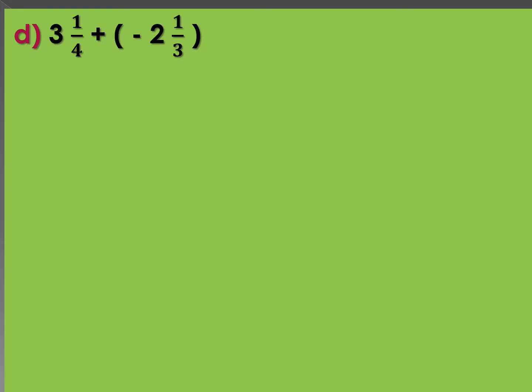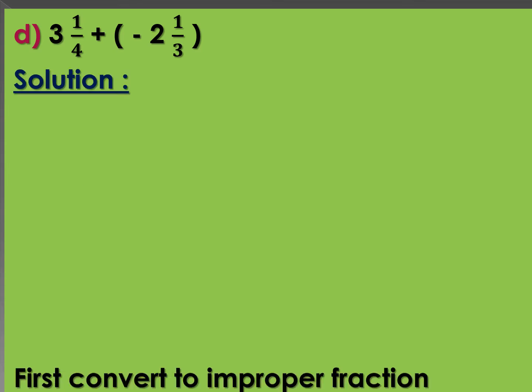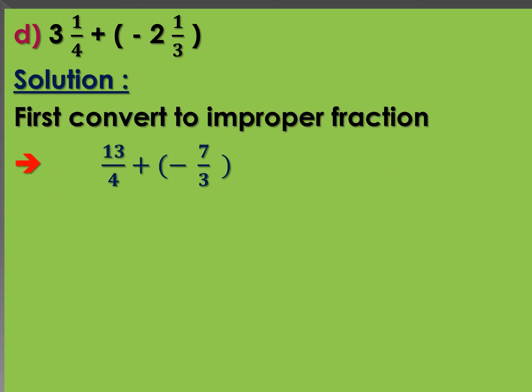Another example, 3 and 1 over 4 plus negative 2 and 1 over 3. First, we convert those mixed fractions to the improper form, or the improper fraction, like that. 3 times 4 plus 1, and put the denominator 4. 3 times 4 equals 12 plus 1, it will be 13 over 4. The other term, it will be 3 times 2 plus 1, so it will be 7 over 3, but with the negative sign.